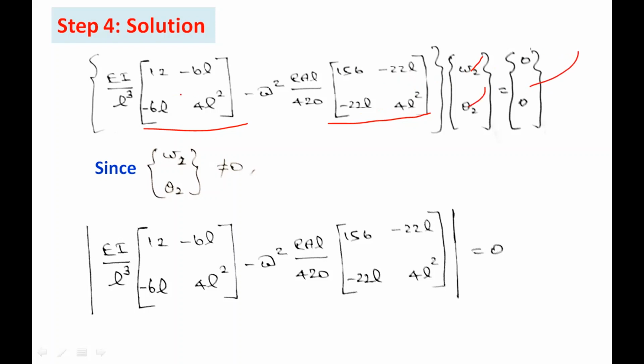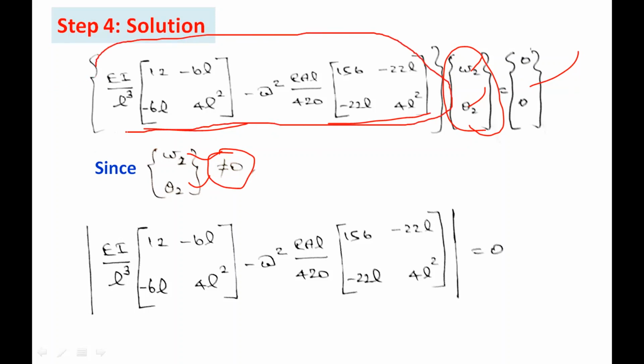Now to solve any vibration problem, we have to use this eigen equation format. Since this beam is vibrating, W2 and theta 2 cannot be 0, because during vibration we have some amplitude and slope. So how to satisfy this equation? The only possibility is that this matrix should be equal to 0. So how to find whether this is equal to 0 or not? We have to find the determinant of this matrix. If the determinant is equal to 0, then we can say this equation is satisfied.